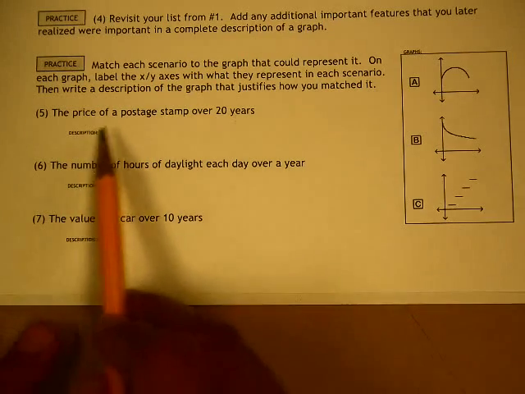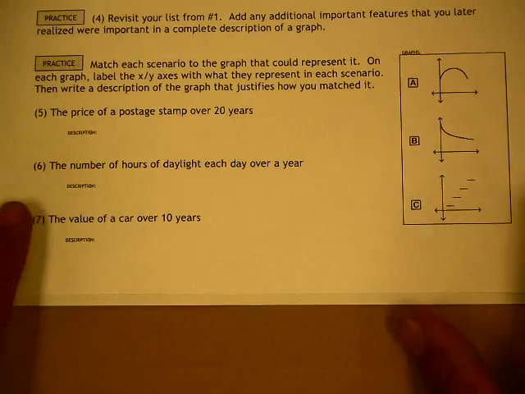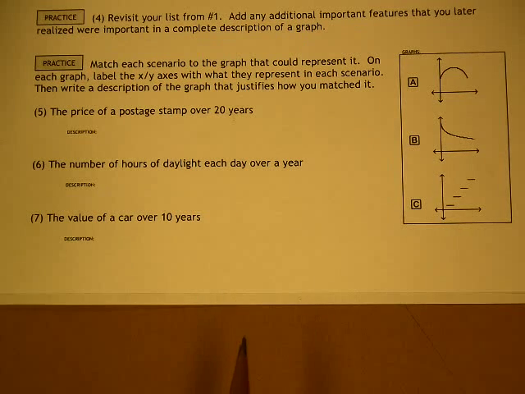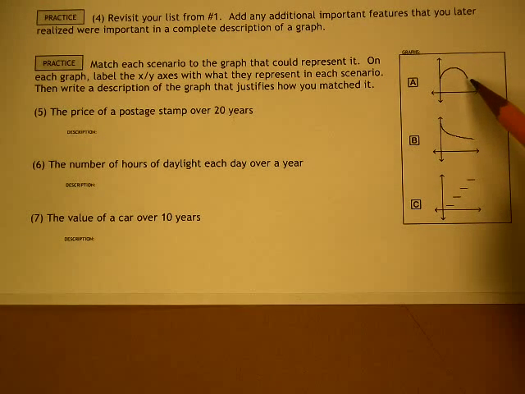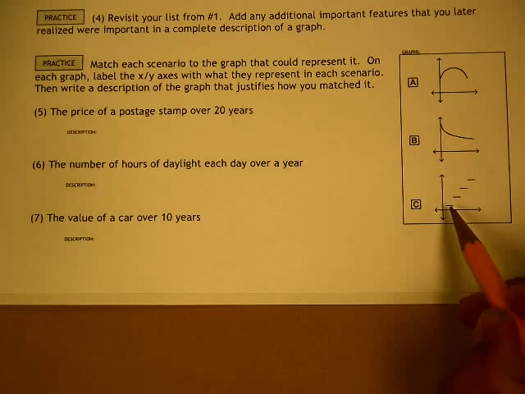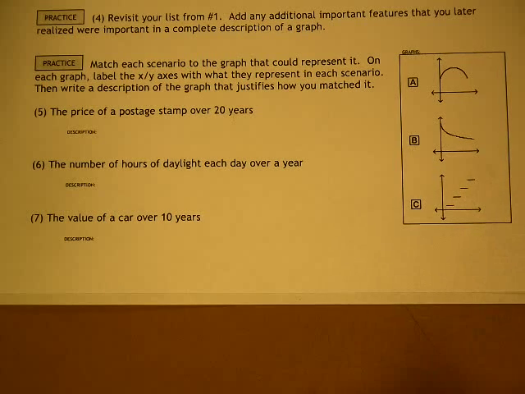So, the price of a postage stamp over 20 years. Well, the price starts out at a certain price, and then it goes up, and it never goes back down. It certainly doesn't decrease, so this must be it. But how is it increasing like this, as a step function?